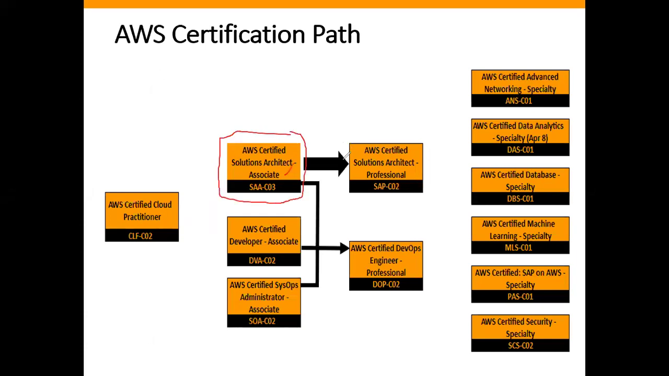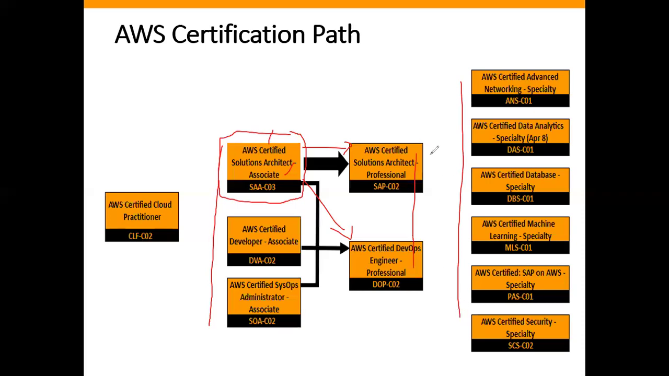So after this, you have two options. One is you can go with the professional one, or you can go with the DevOps after this course. These are associate level certifications, these are professional level and these are specialist level.